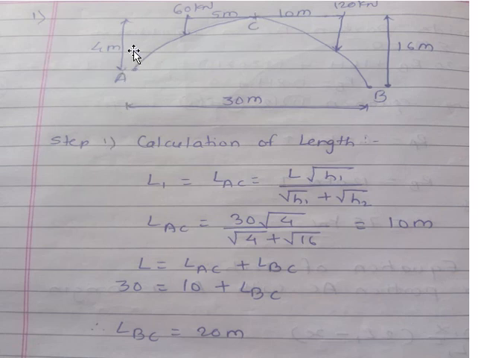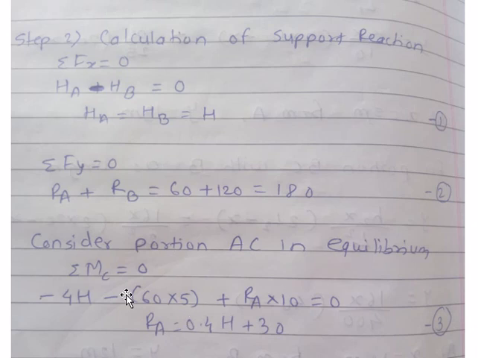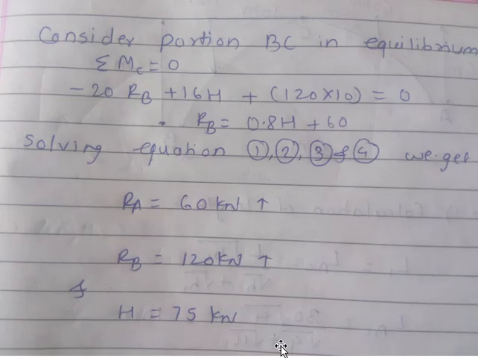So at that time this RA is there, HA is there, and this 60 kilonewton load is there. According to sign convention, clockwise moment positive, anti-clockwise moment negative, you can write the equation. RA into this distance, which is 10 meter, moving clockwise, so RA into 10 minus HA into 4 minus 60 into 5 is equal to 0. This is the equation for the moment at C equal to 0. From that you will get the equation RA is equal to 0.4 H plus 30, equation number 3.